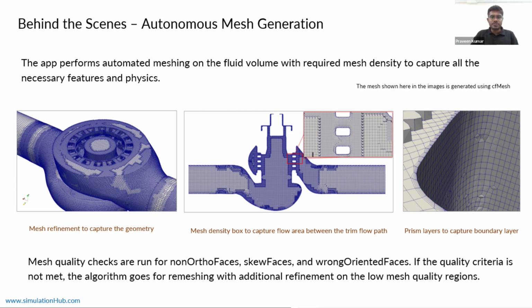Okay. So wherever it is required to capture the geometry and the complex flow paths, so flow area between the holes of the trim. So there, and you can see the boundary layer, like prism layers to capture the boundary layer. So those things are captured nicely.